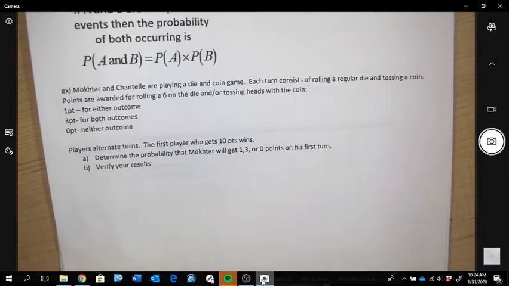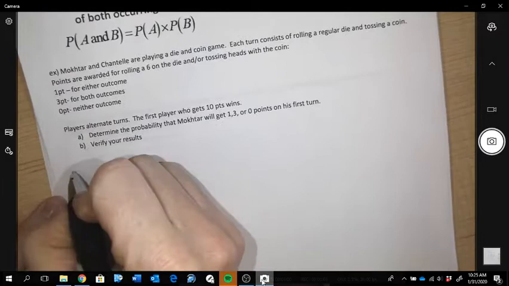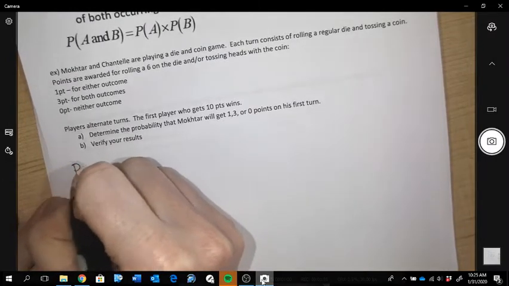You get 1 point if you get either outcome. So if you rolled a 6 but got a tail on your coin, or if you didn't roll a 6 but you got the head, you get 1 point. You get 3 points if you get both things, and no points if you get neither. Okay, so we're going to figure the whole situation out. There are 4 events that could possibly happen.